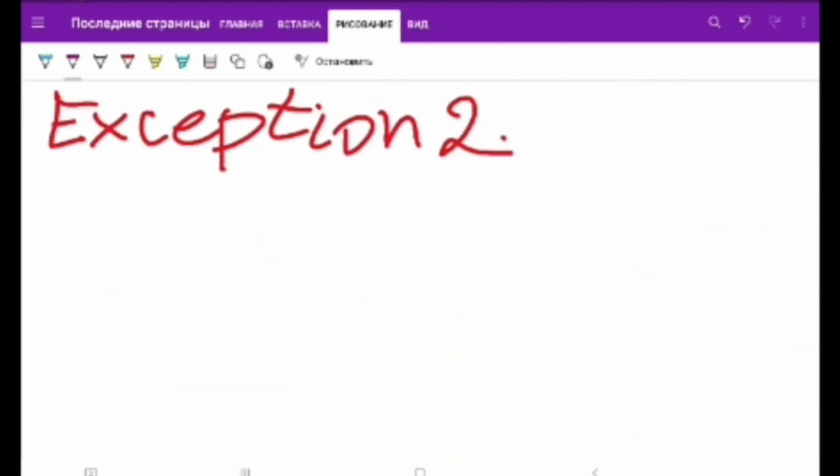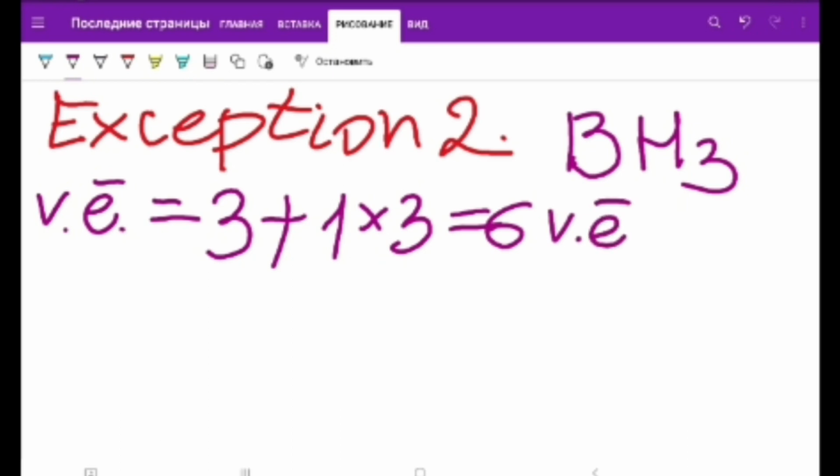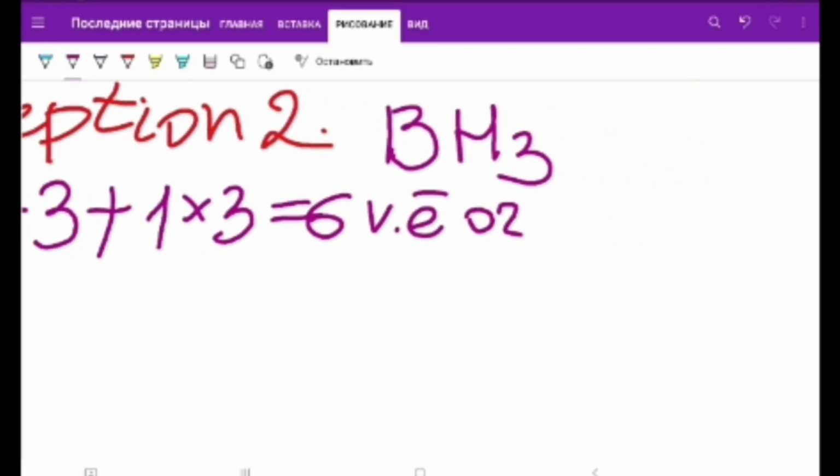Exception 2. We said that the second case is when the number of valence electrons is too few, not enough electrons. For example, let's take BH3. Let's find the number of valence electrons. Boron is in the 3rd group of the periodic table of elements, so it has 3 valence electrons. Plus hydrogen is in the 1st group, it has only 1 valence electron, but we have 3 hydrogen atoms, so we multiply it by 3. We get 6 valence electrons, right? Or we can write 3 pairs.